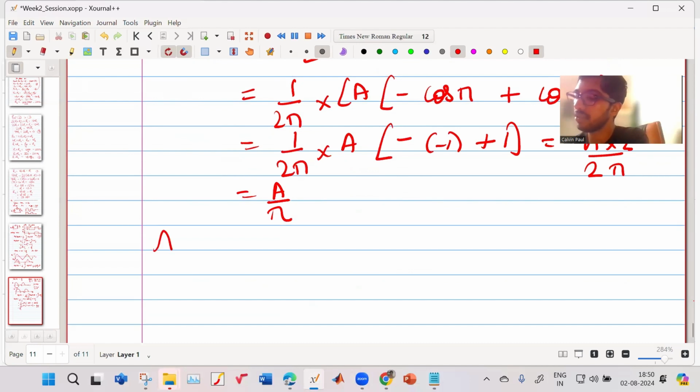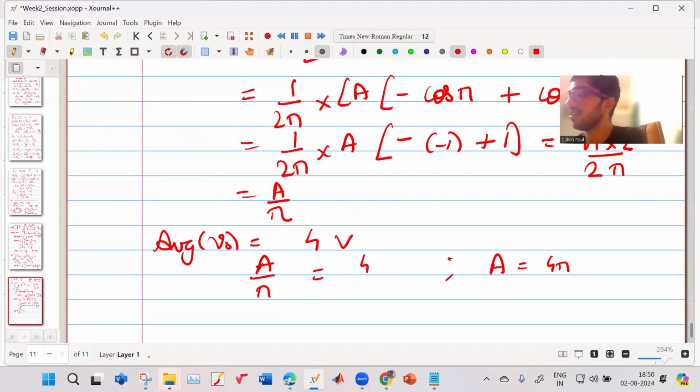Now they have told us that the average value of V output measured by the PMMC is 4 volt. That means A upon pi is equal to 4. So your A is equal to 4 pi volts. Okay. So in this way, you can find out.